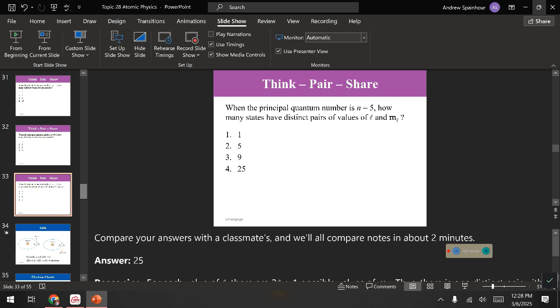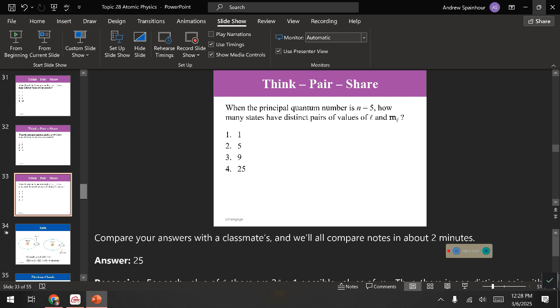This is what I thought they were asking, which I think is a better question. What are the distinct values of L and ML? And that's the one I was doing. That's the one that is 25. Because, here we go, if N equals 5, the first option for L is 0. How many possible MLs are there? 1.